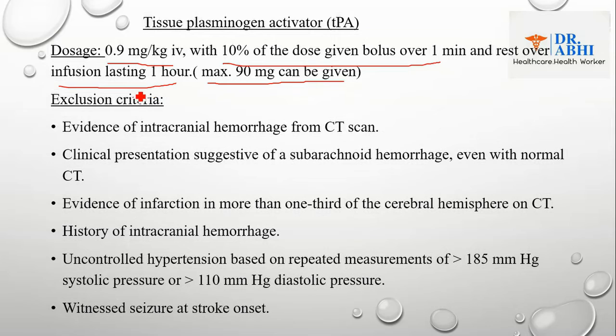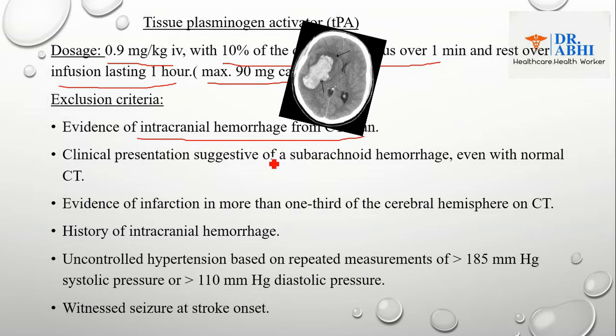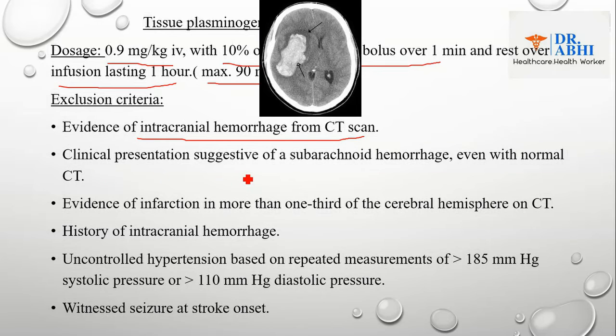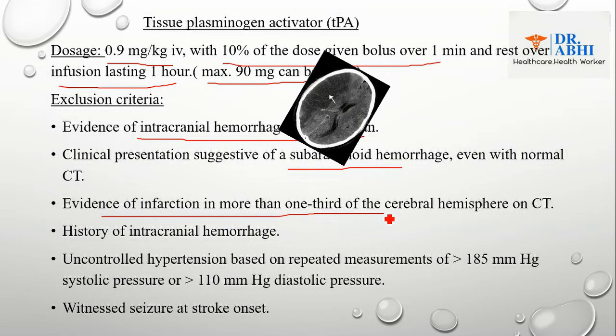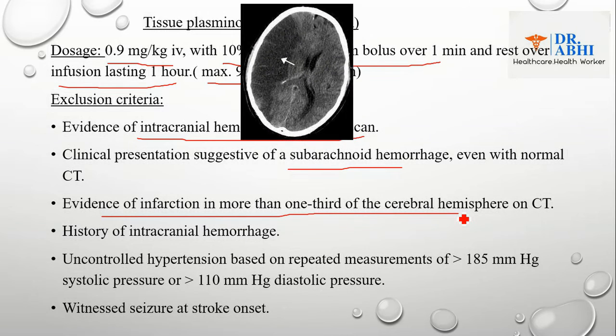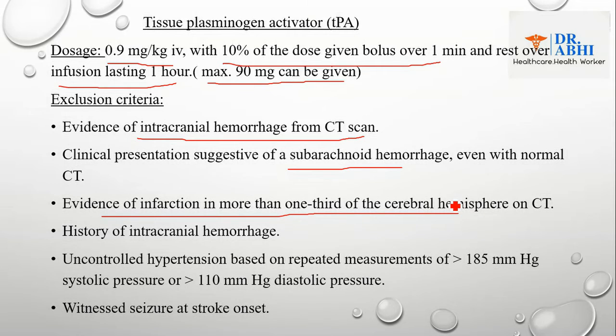There are a few exclusion criteria for tissue plasminogen activator. They are intracranial hemorrhage on CT scan, a clinical presentation suggestive of subarachnoid hemorrhage even with a normal CT scan, and evidence of infarction involving more than 1/3 of the cerebral hemisphere, which would be considered a huge infarction that could not be fibrinolyzed by tissue plasminogen activator. It may result in excessive bleeding.